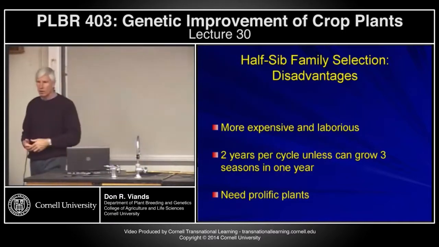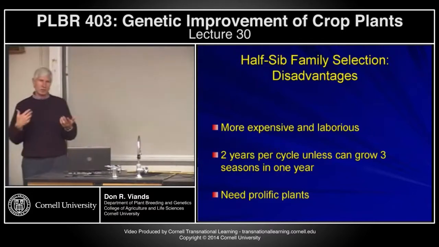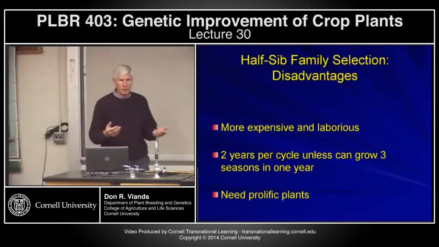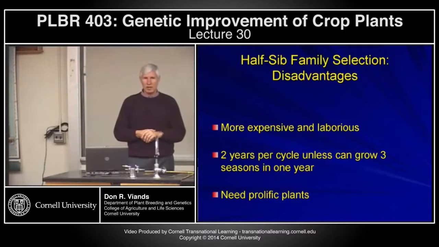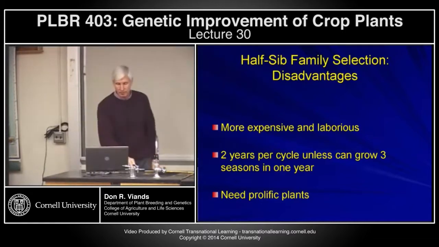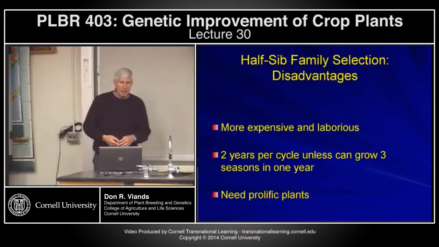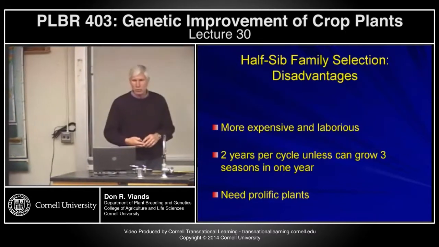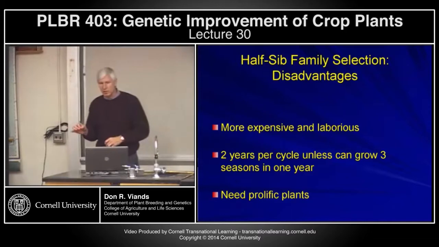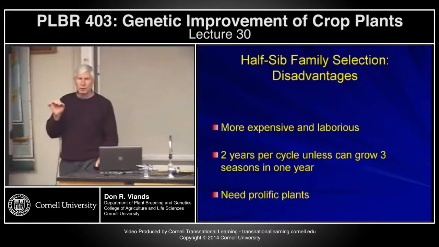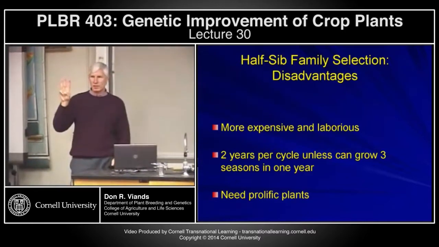So it is a lot of work, and so you have to consider, is it worth the work to get the progress in selection that you need? And in some cases, the answer might be yes. In other cases, you might decide no. It does take 2 cycles or 2 years to accomplish a cycle of selection unless you can grow out 3 seasons in a single year.